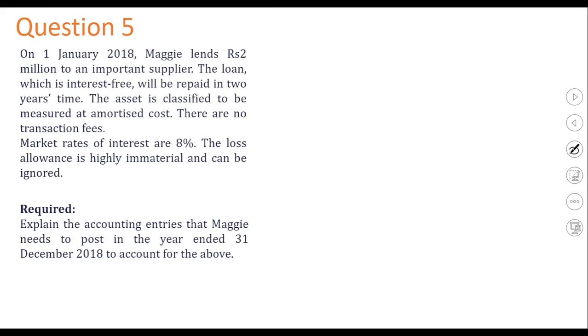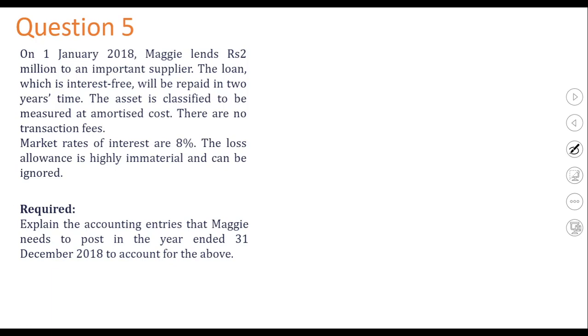On 1st January 2018, Maggie lends 2 million to Important Supply. The loan, which is interest free, will be repaid in 2 years' time. The asset is classified to be measured at the amortized cost. There is no transaction fee. The market rate of interest is 8%. Loss allowance is highly immaterial. We will learn about that later. And you are required to explain the accounting entries.